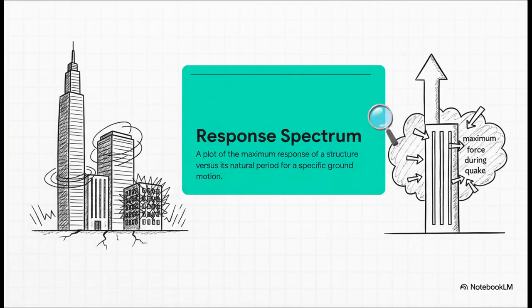Okay, so what is a response spectrum? Well, at its core, it's a graph. And on the bottom, you've got the building's natural period. You can just think of this as its natural wobble speed, the time it takes for it to swing back and forth one time. Every building has one. Short, stiff buildings have a really fast wobble, a short period. Tall, flexible skyscrapers, they have a long, slow one. And on the vertical axis, the graph just shows the absolute maximum acceleration that building's going to feel.